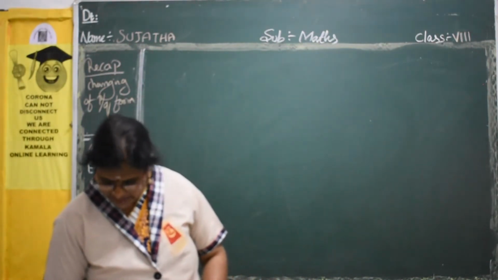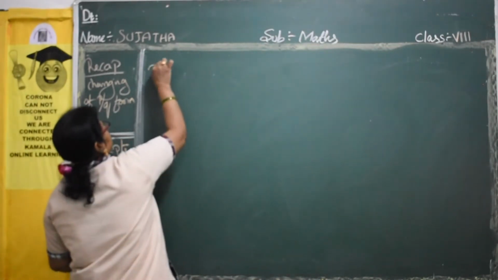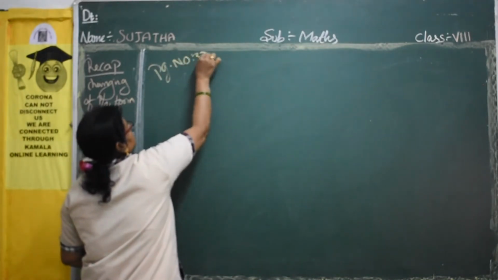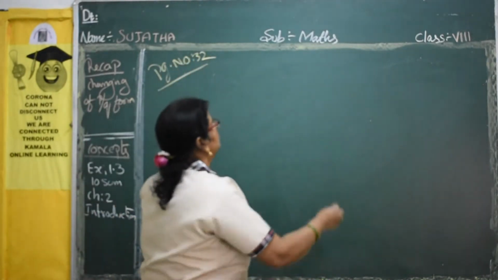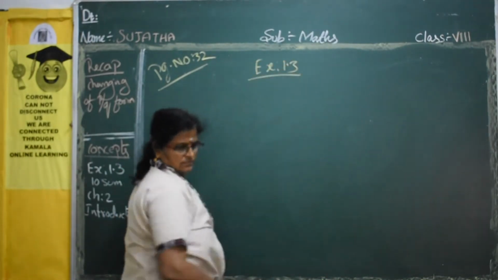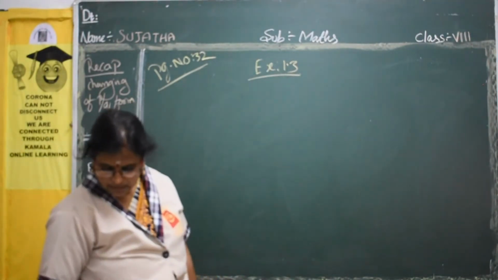Now open page number 32. All of you open your books. Page number 32, Exercise 1.3. Now the 10th sum.